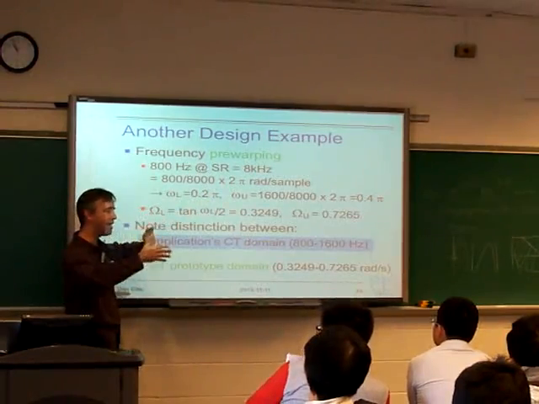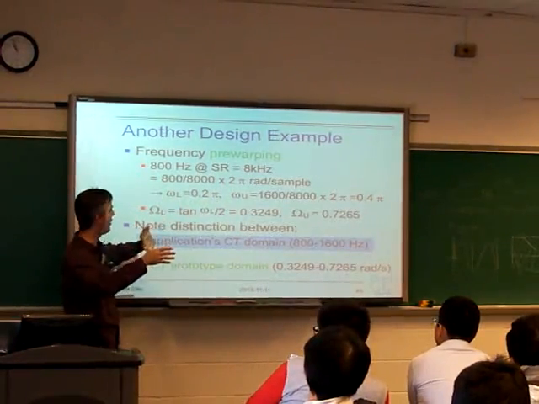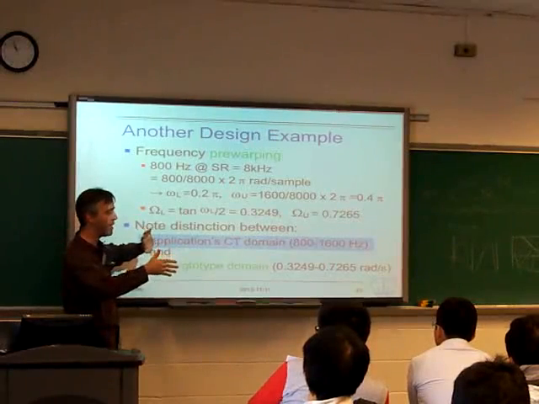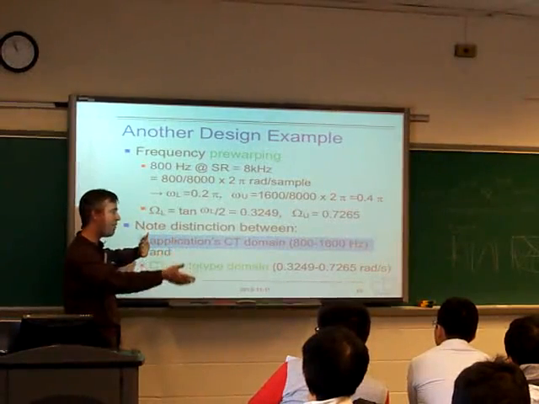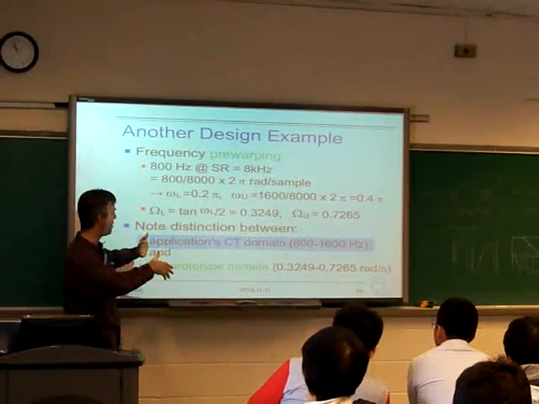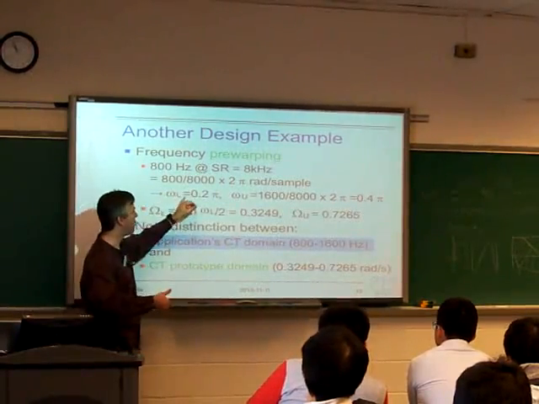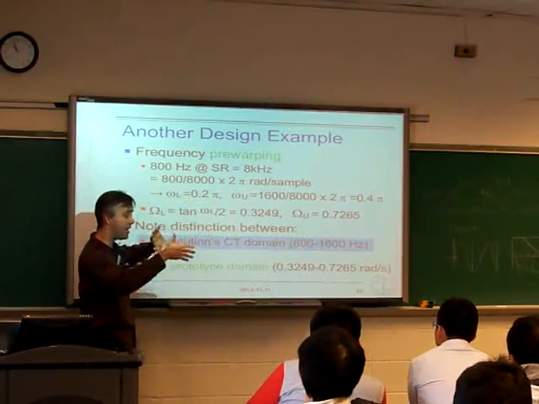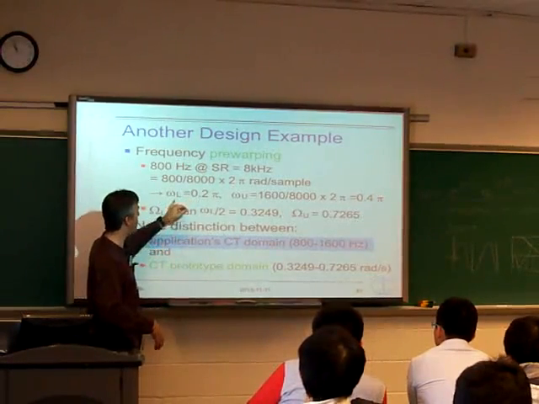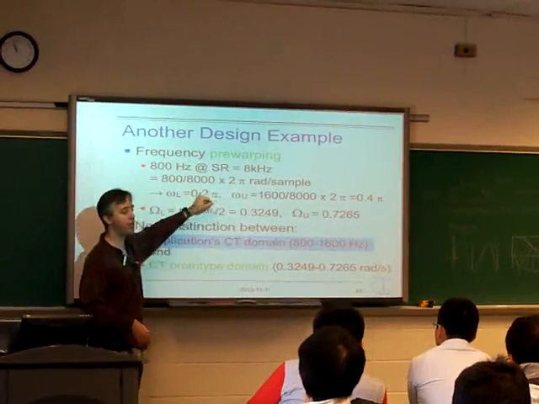which means that it would take 10 samples to complete one cycle of 800 hertz, right? Which means that we complete 2 pi radians in 10 samples. So in one cycle, we complete 2 pi radians in 10 samples. So in one sample, we complete 0.2 pi radians.